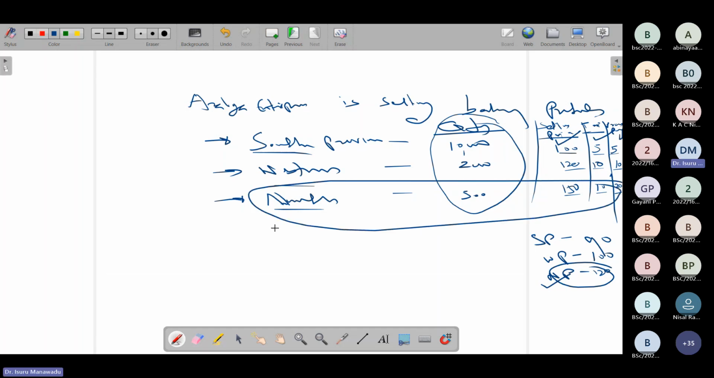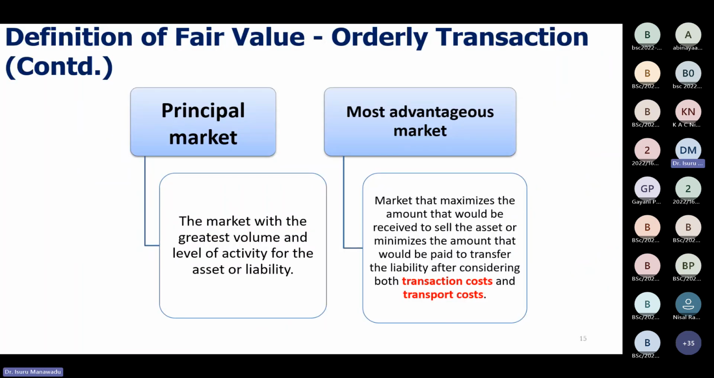Most advantageous market is Northern province based on the given information, right? Is that clear? Did you understand how to identify the principal market and the most advantageous market? Yes, sir. Right.